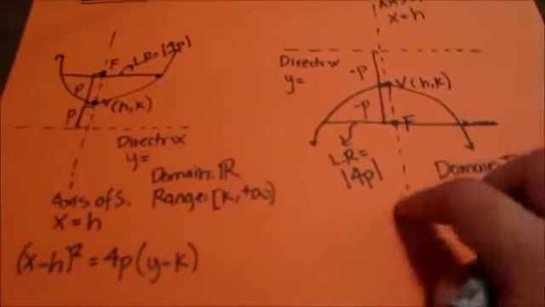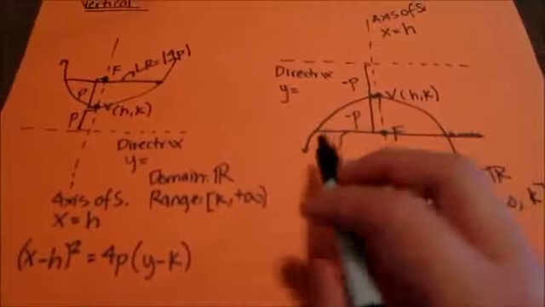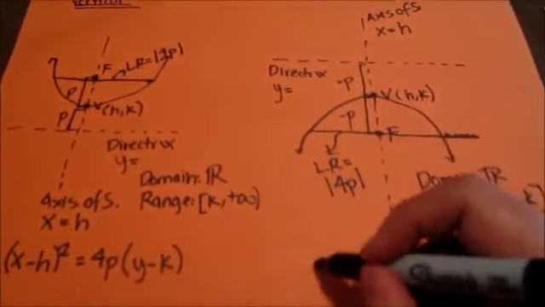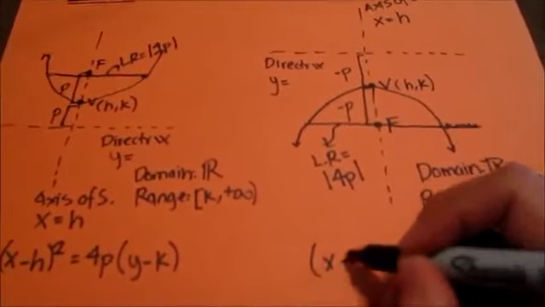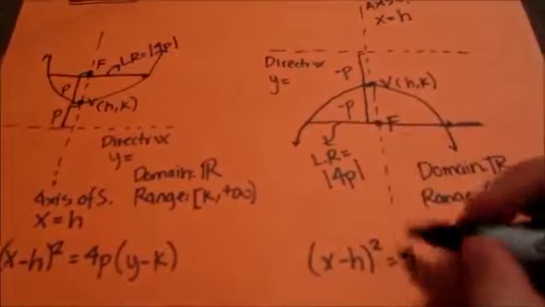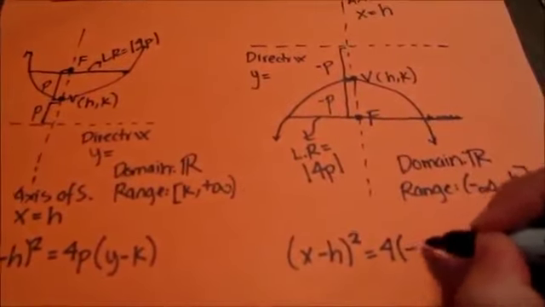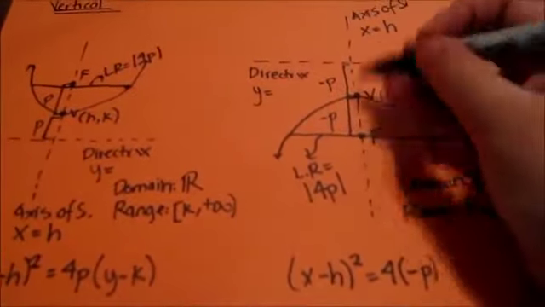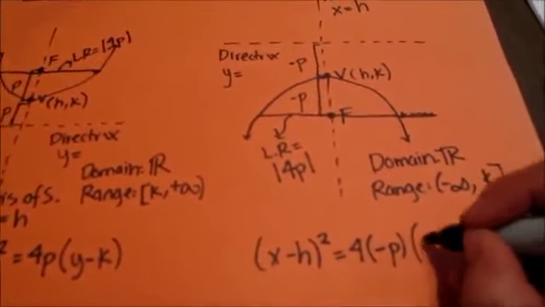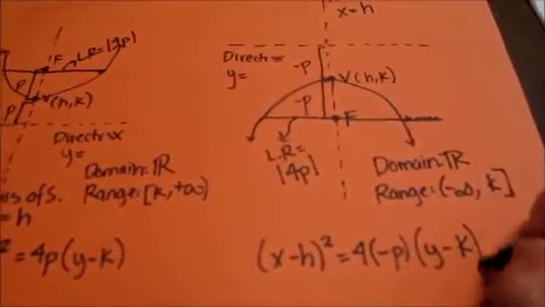And now, for this one, the equation is going to be, again, we have two x's for the same y. So it's x squared or x minus h squared equals 4, but don't forget to write here a minus because of the direction of the parabola, times y minus k. And that's it.